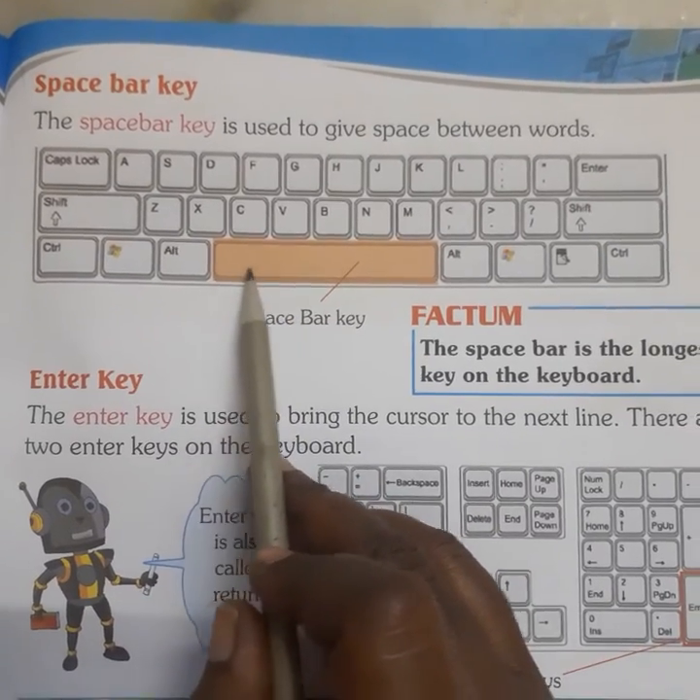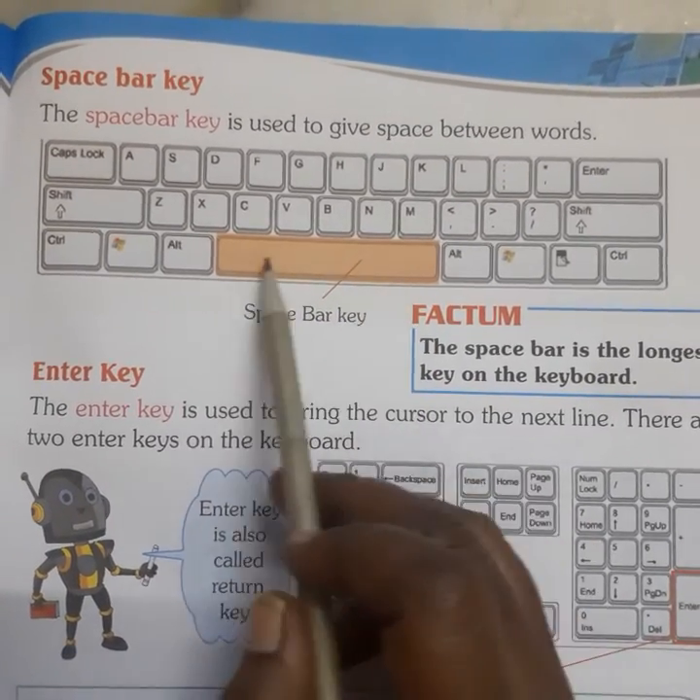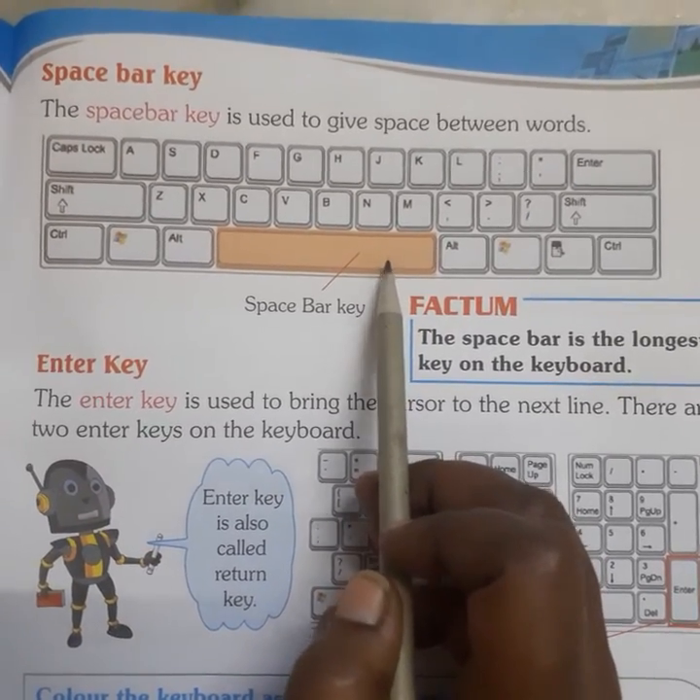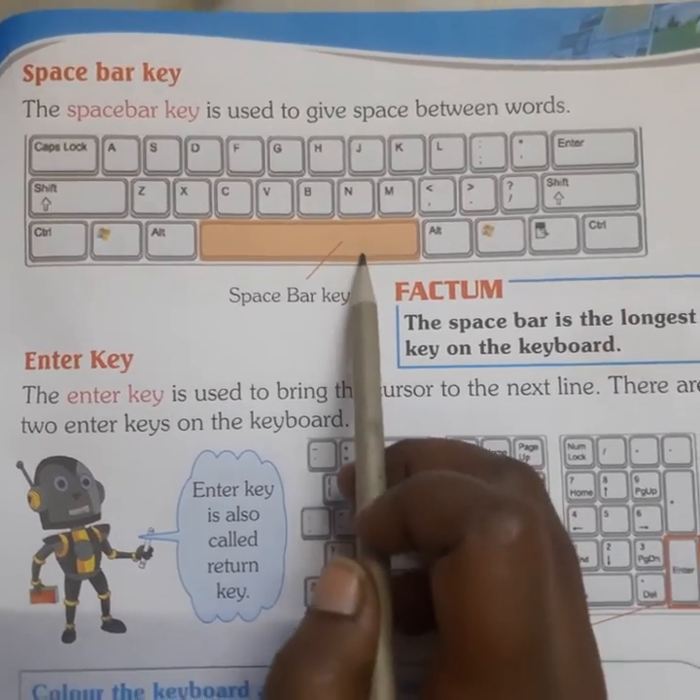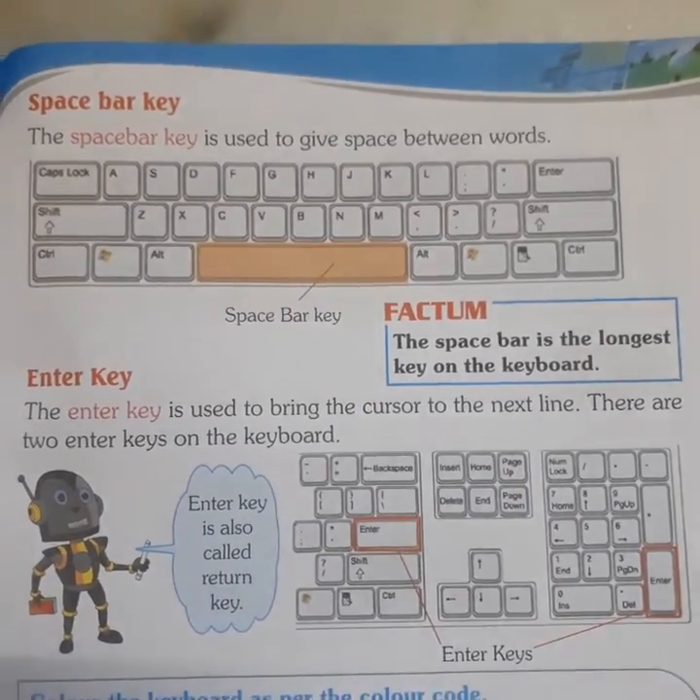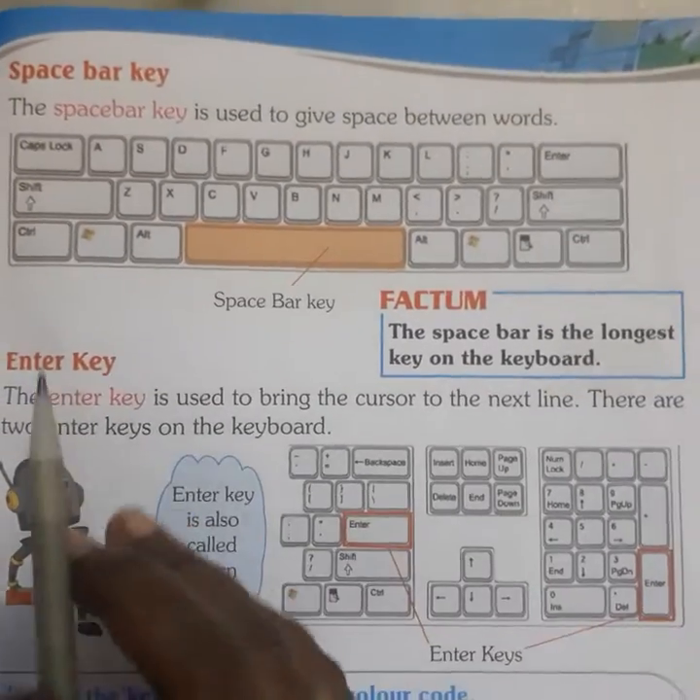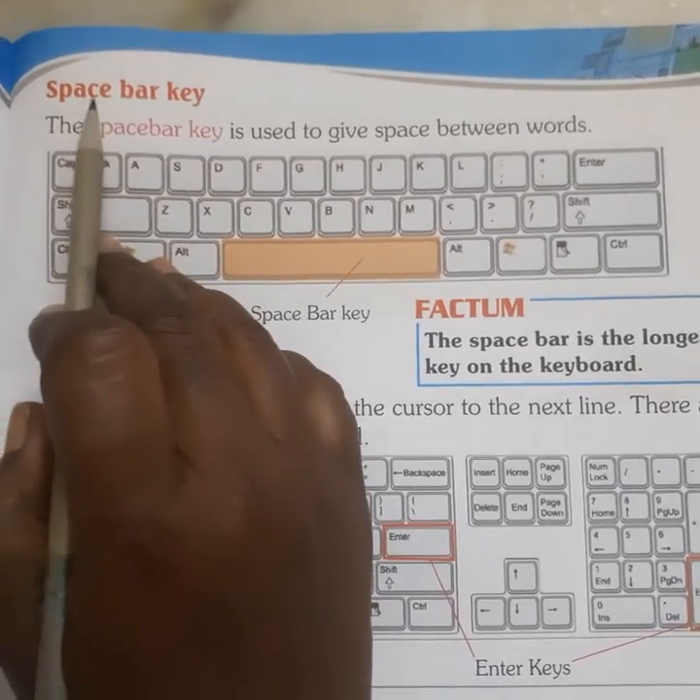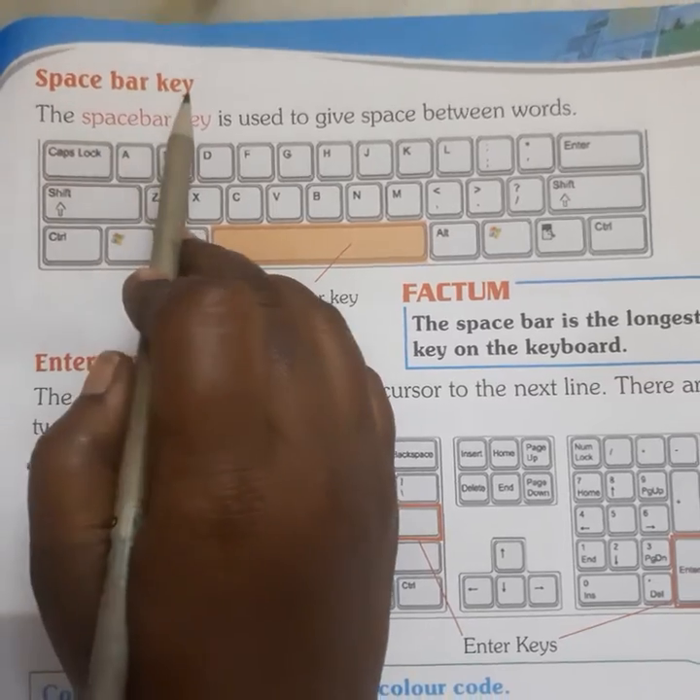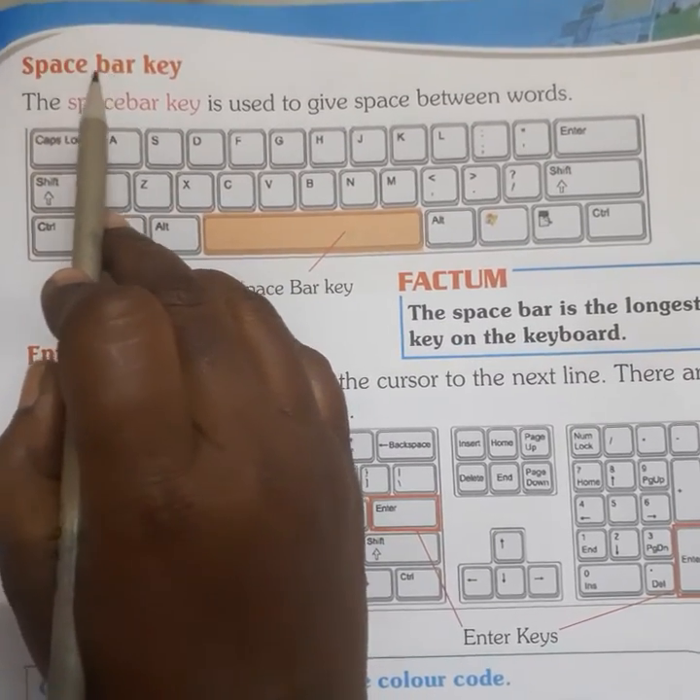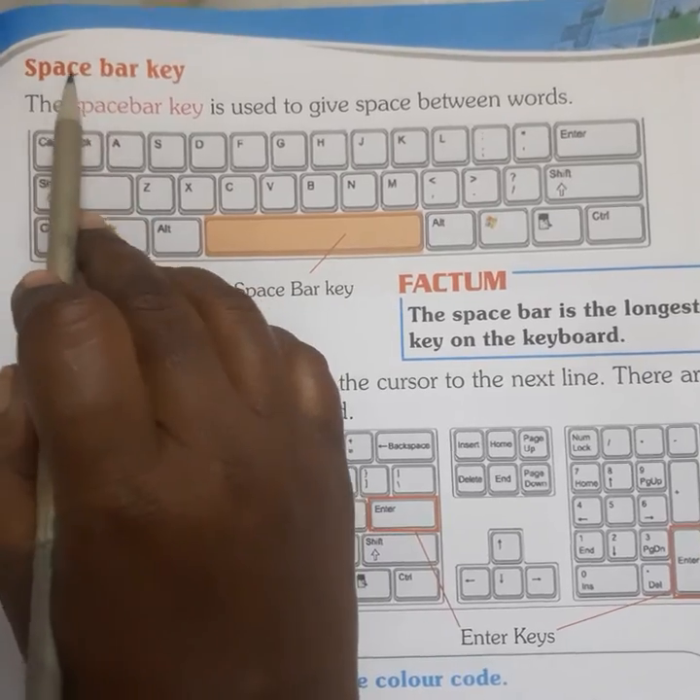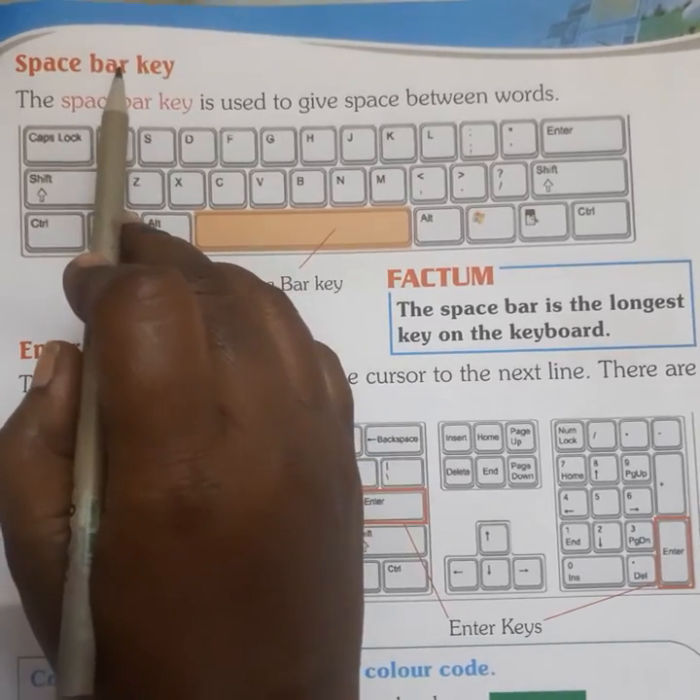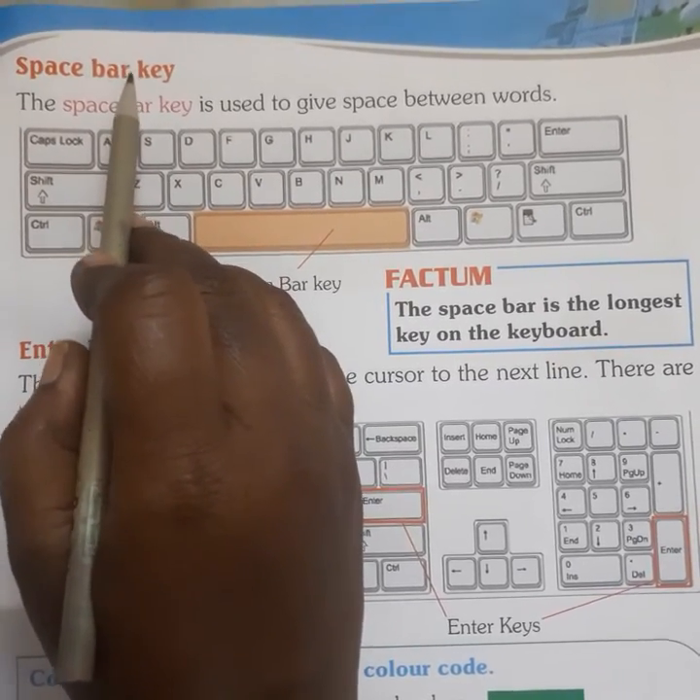See here, the longest key in the keyboard, we call it the space bar key. For which purpose will we use this key, children? We will use it to give space, meaning a gap between two words. For example, if you see here, "space bar key": between these two words one space is there, if you observe. Next, "bar key": between these two words a space, a gap, is there.